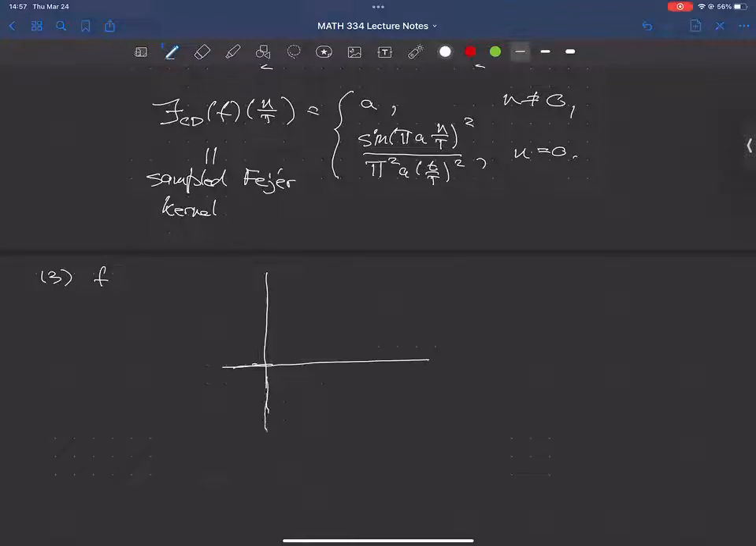F is defined on the interval, it's going to be one periodic just for concreteness. So one. It's defined like so. I'm going to define it on a single period from 0 to a half. It has the value 1. And then from half to 1, it has the value -1.